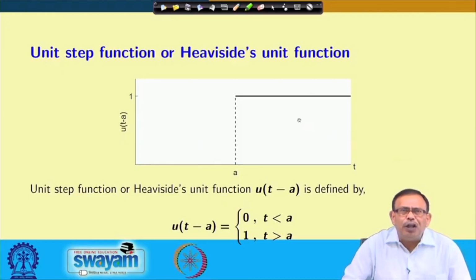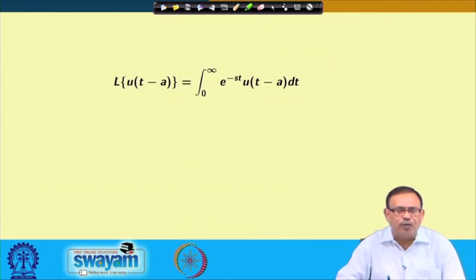Now, the unit step function or Heaviside function, which I have already discussed in another form: u(t minus a) equals 0 for t less than a and 1 for t greater than a. I have done it, so I am just showing it once more.